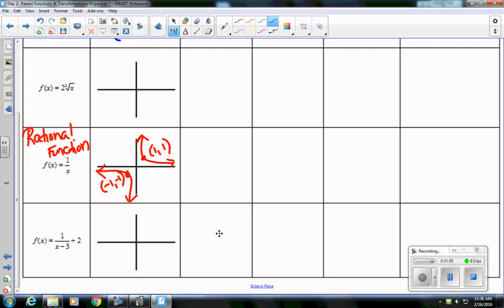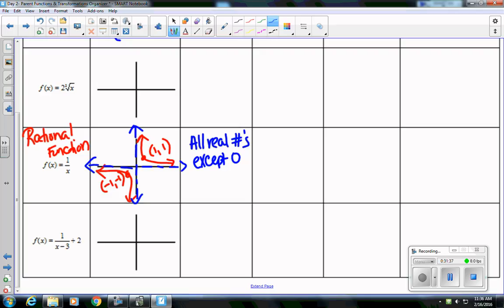There are two asymptotes in this function. This graph will never touch the x-axis or the y-axis, so I'm going to sketch in both of those asymptotes. So for our domain, it's everything except 0. All real numbers except 0. And it's the same thing for the range. All real numbers except 0.